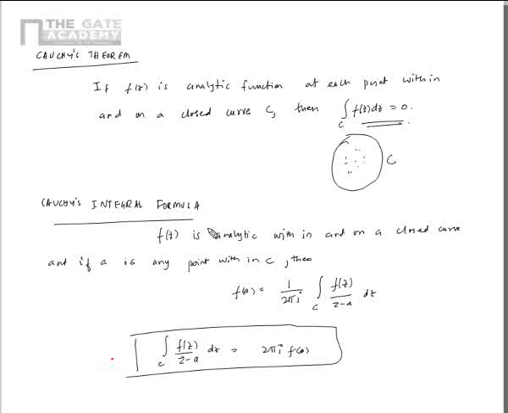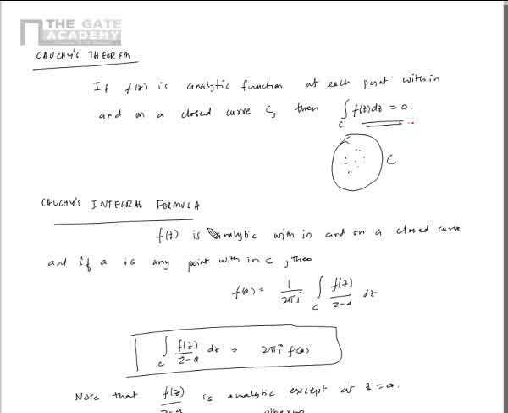So you have to note here that f of z by z minus a is analytic except at z equal to a, because once z is equal to a, this blows up. So it is analytic at all points except a. Otherwise, what would happen? Otherwise the integral would have been 0. That's what this says, right?